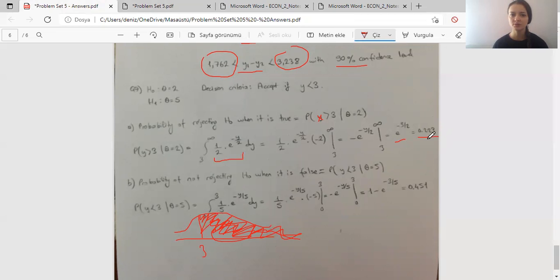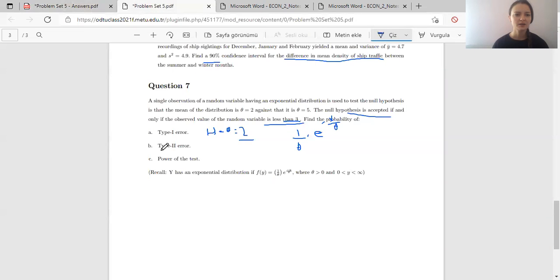So this is the probability of committing a type 1 error: rejecting the null hypothesis when it is actually true. This is type 1 error. And then we are calculating type 2 error, which is not rejecting the null hypothesis when it is actually wrong. For the null hypothesis to be wrong, our theta should be 5, but we should be unable to reject it. So we are going to accept the null hypothesis because the value of the random variable is less than 3.